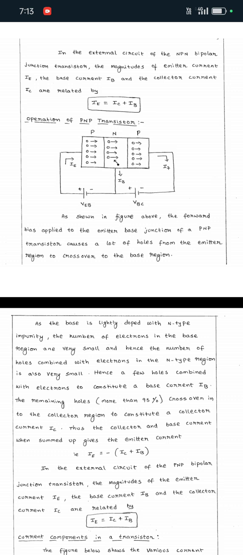As the base is lightly doped with an N-type impurity, the number of electrons in the base region is very small, and hence the number of holes combining with electrons in the N-type base region is also very small. Hence, a few holes combine with the electrons to constitute the base current IB. The remaining holes, more than 95%, cross over into the collector region. Thus in the PNP transistor, IE equals IB plus IC.